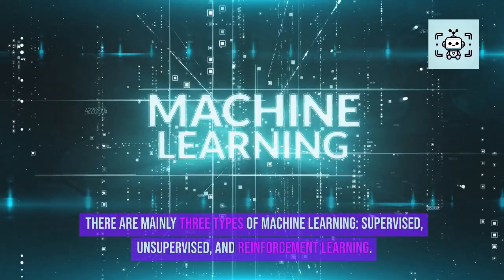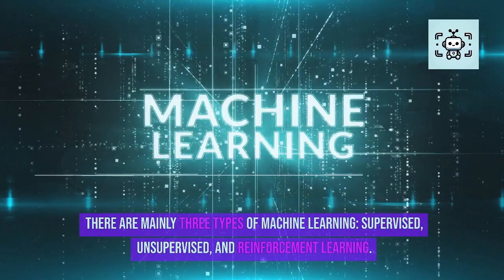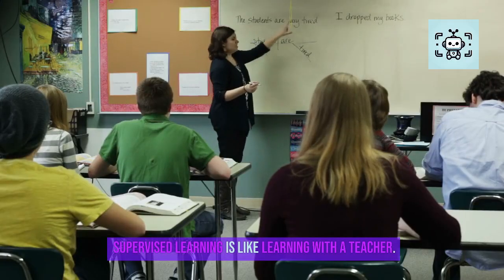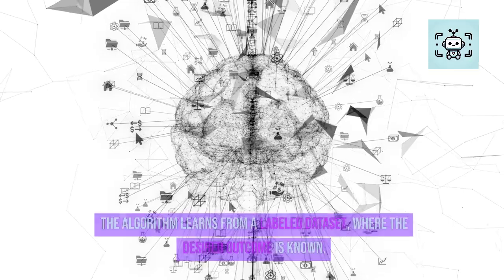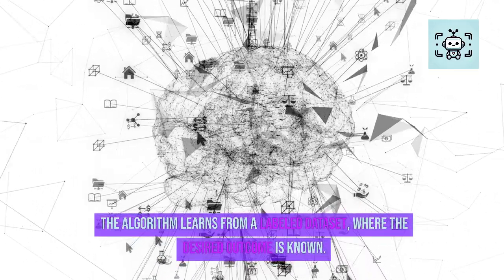There are mainly three types of machine learning: supervised, unsupervised, and reinforcement learning. Supervised learning is like learning with a teacher. The algorithm learns from a labeled dataset where the desired outcome is known.